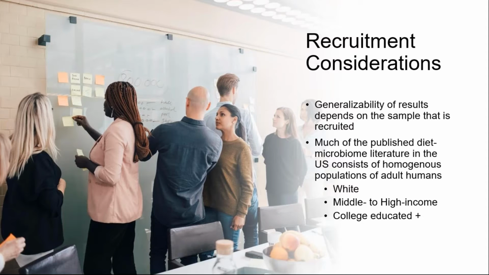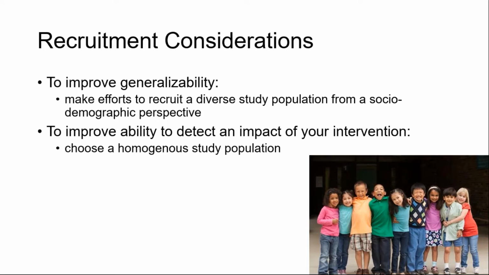And speaking of the public and your participants, generalizability of your results is going to depend on the sample that you're able to recruit. And unfortunately, at least in the US, it's changing a little bit, but for a long time, much of the published diet microbiome literature really consisted of homogeneous populations of adult humans. Typically, they were white, middle to high income, and college educated, or even with more education.